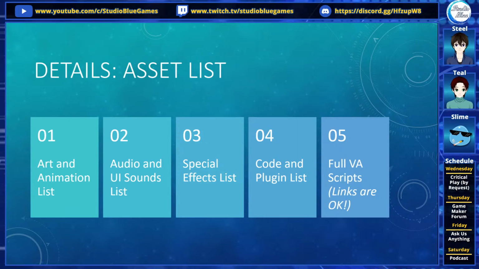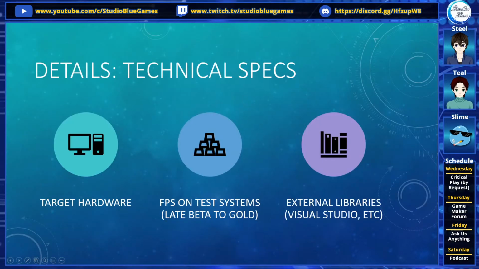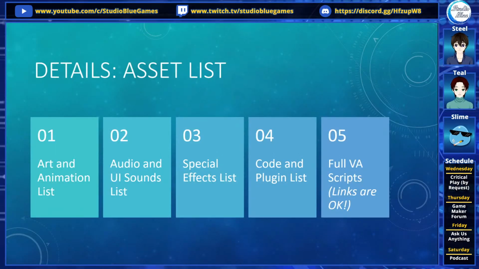Code and plugin list, same thing. This asset list is something you're going to be populating while you're doing everything else in the GDD. So while you're doing all of this happy nonsense, you're going to be doing that as well, just putting in your definitive asset list.